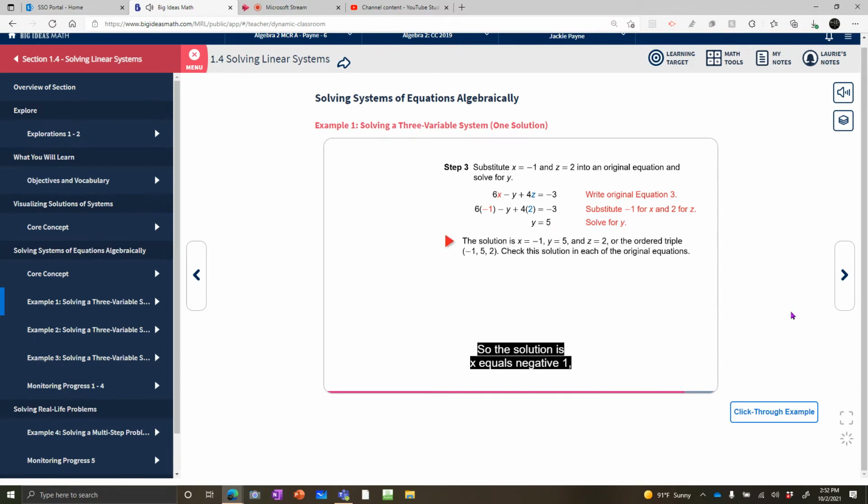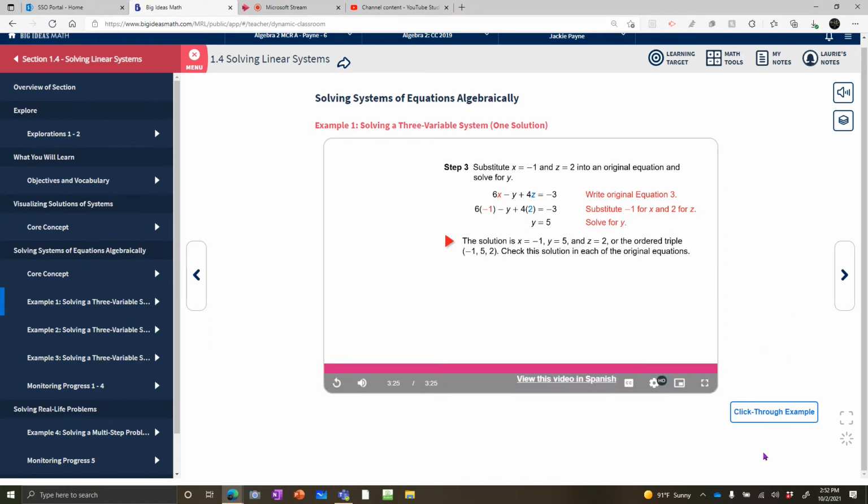So the solution is x equals negative 1, y equals 5, and z equals 2, or the ordered triple negative 1, 5, and 2. You can check this solution in each of the original equations. I hope that makes sense. You've got a number of different choices along the way.